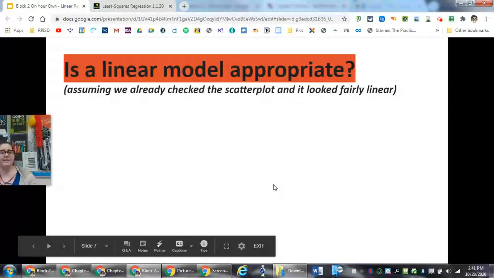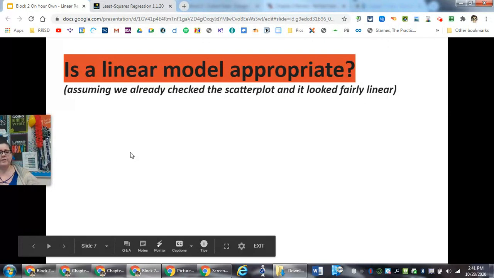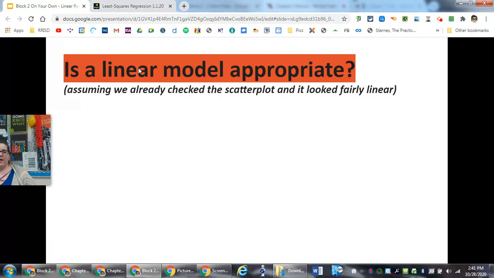A couple extra practices just for funsies, and then we'll look back at our data for height versus shoe size. So again, the question that you might be asked related to a residual plot is, is a linear model appropriate for this data, or is it the most appropriate model for our data? So I'm going to give you a couple more examples. So let's assume we already checked each of these scatter plots, and the scatter plot looked fairly linear, so we know we're good there. Right?